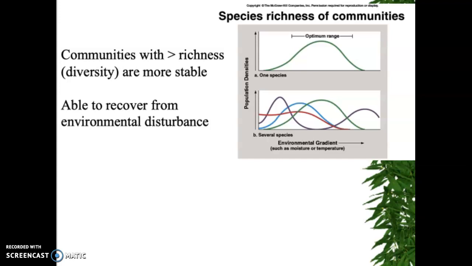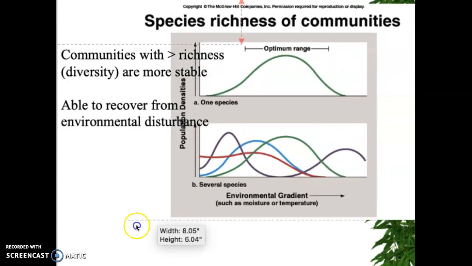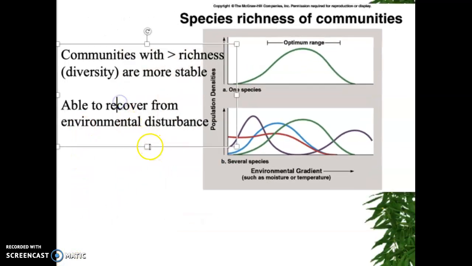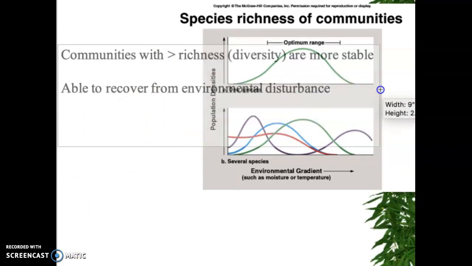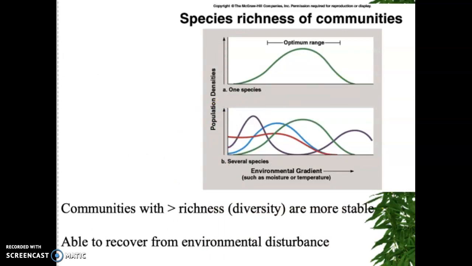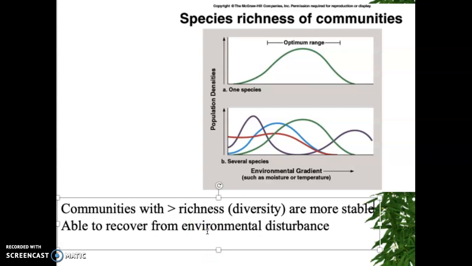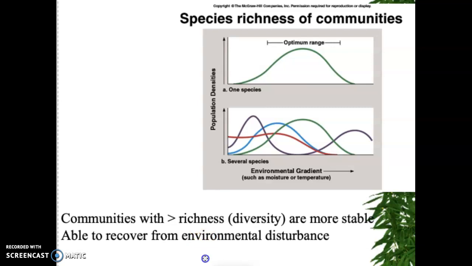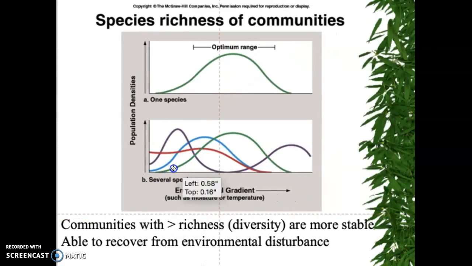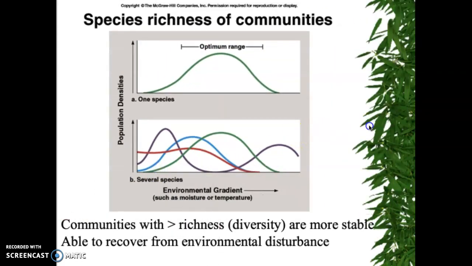Now, what we'll talk about, let me expand this back. When we look at richness, when we're looking at a community, every species in the community has what we call the optimal range, or call it the sweet spot.